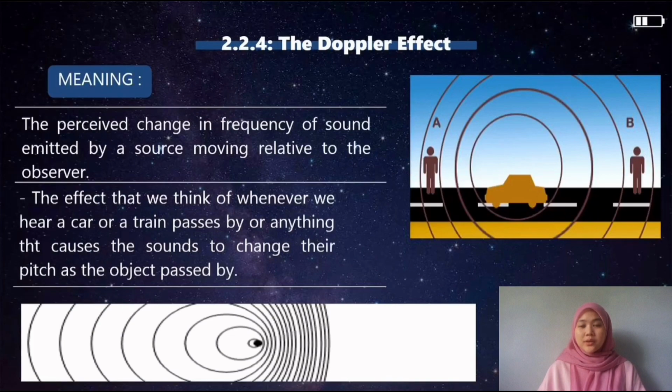Next, we will talk about the Doppler effect. In this picture, we will learn about the Doppler effect for light. But before that, we need to know that the Doppler effect is the effect we think of whenever we hear a car or a train pass by, or anything that causes sounds to change their pitch as the object passes us by. So, let's look at what that means for sound, and then we will see how this applies to light.